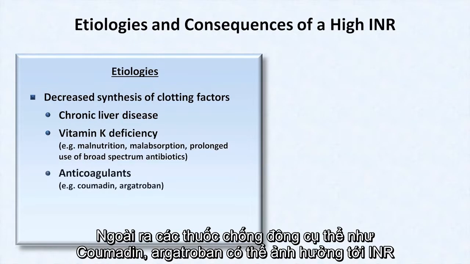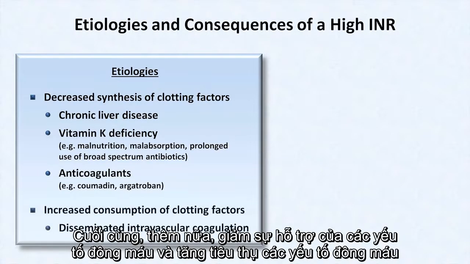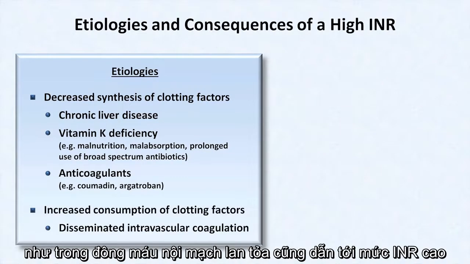In addition, anticoagulants, specifically Coumadin and argatroban, can affect the INR. And finally, in addition to decreased synthesis of clotting factors, an increased consumption of clotting factors, as seen in DIC, can also lead to a high INR.